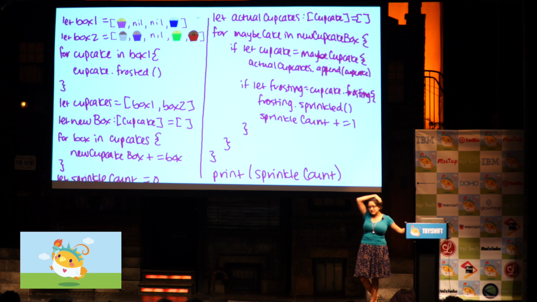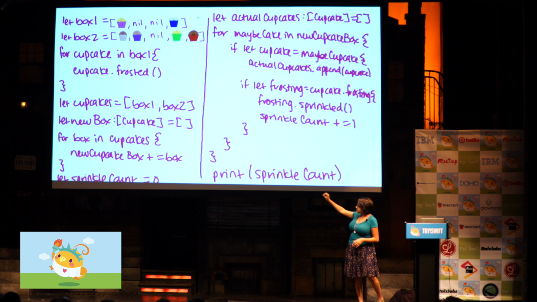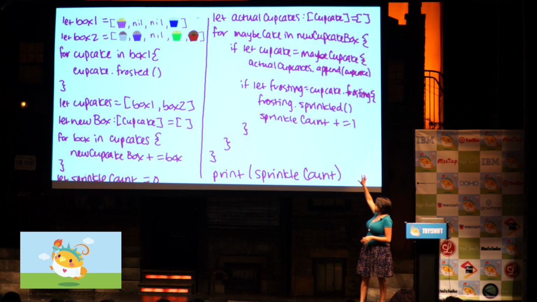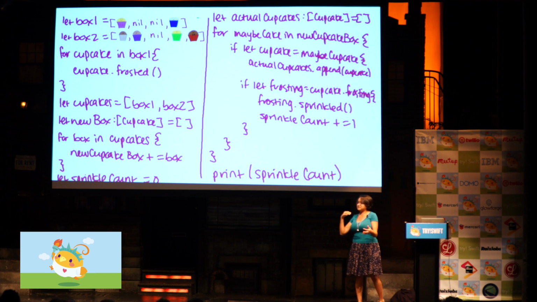Now, if I were to do that normally without mapping and flat mapping, you actually get this whole mess of code. I had to rewrite this like 4 times because I kept missing pieces of it. But basically, you would frost the first box of cupcakes, you would then combine the 2 boxes of cupcakes, and then you would see if the cupcake existed. If the cupcake existed, then you would add it to a new array, and if that cupcake had frosting, then you would add sprinkles to it.